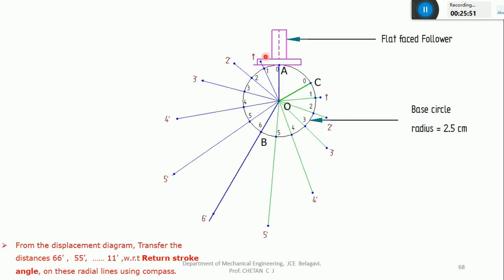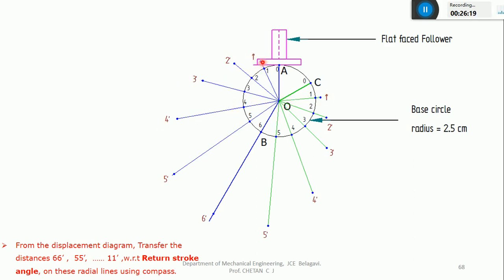It is a slight change in the method. In the knife edge follower, if it is a knife edge, directly I'll join a curve passing through all these points. Correct? Since it is a flat face, what I'll do is draw a line perpendicular to these radial lines. So these are the radial lines joining from 1 dash to O, 2 dash to O, 3 dash to O, up to 1 dash to O. So these are the radial lines, right?